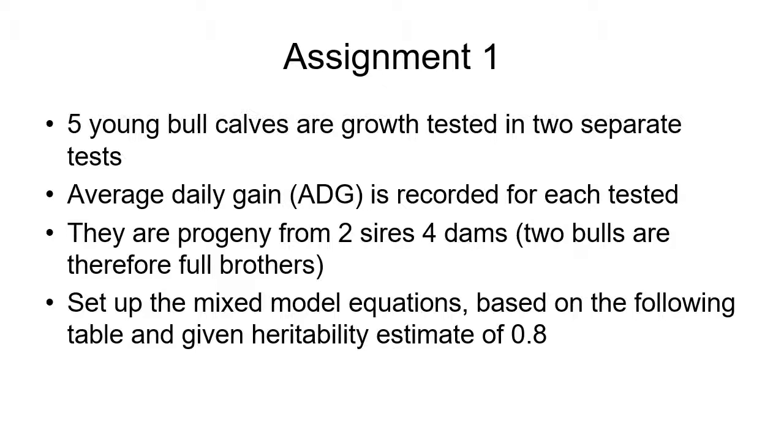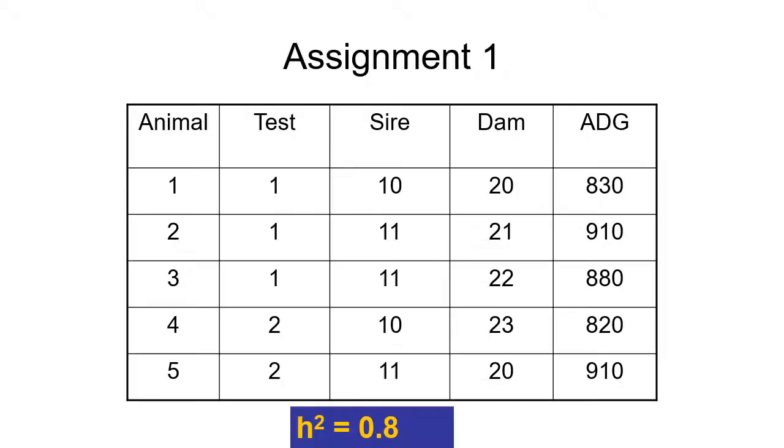So let's then look at the table, giving us the information of these animals, these 5 young bulls. So these are our animals, animal 1, 2, 3, 4, and 5, and you will see that the first 3 animals were tested in a growth test. We call it test 1, and the next 2 were tested together in a different growth test. So we have the 2 levels, the 2 growth test levels. These are the parents of these young bulls. So sire 10 sired animal 1, and also sired animal 4, and sire 11 sired the other animals 2, 3, and 5. So you can already see that you have sibs here.